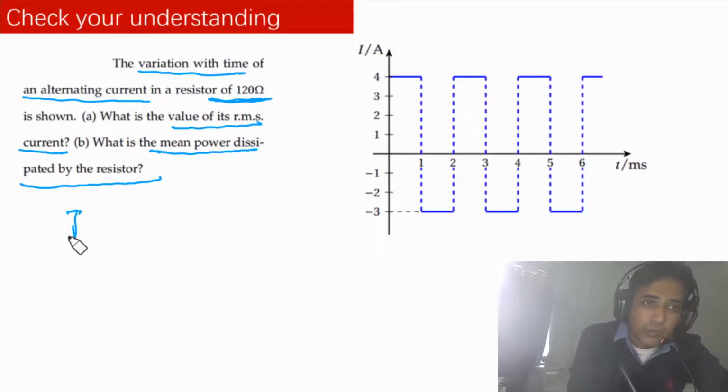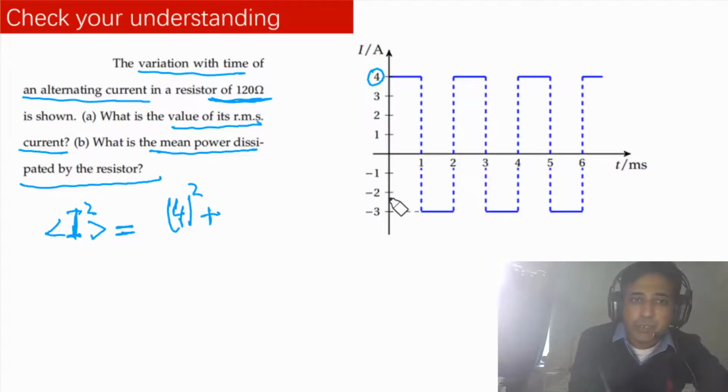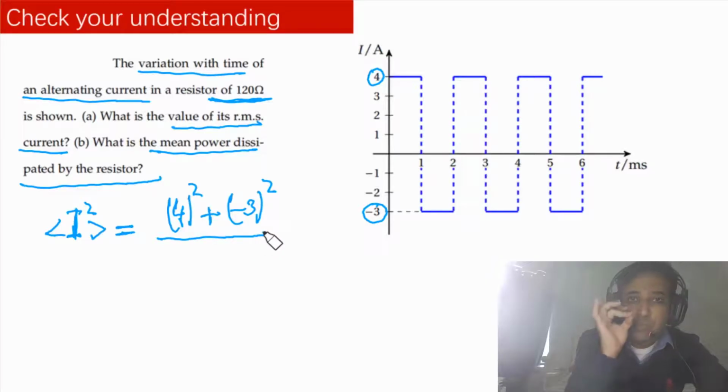In order to calculate IRMS, first of all we will calculate mean square current. How can we calculate mean square current? We will take this value here and take the square of this value. So we have 4 here, so this is 4 square, plus we will take the square of this value. We need to calculate mean square, so we have to divide this by 2. If we solve this one, we will get 12.5 amps square.